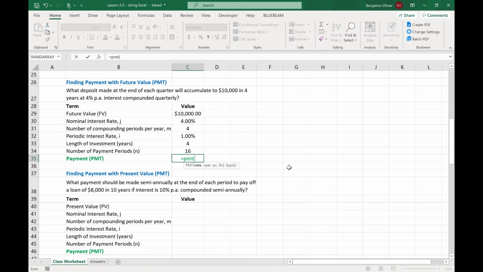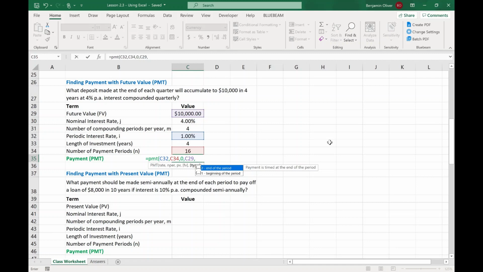Start with our left bracket, and you'll see here that we have our rate, which again is our periodic rate of interest. NPER, which is our total number of payment periods, 16. In this case, we don't know the present value, right? It's saying it's required. We can just type in 0 because we don't know what it is. We get to our future value, the optional piece, we do know what that is. It's $10,000, so we can select 10,000 here.